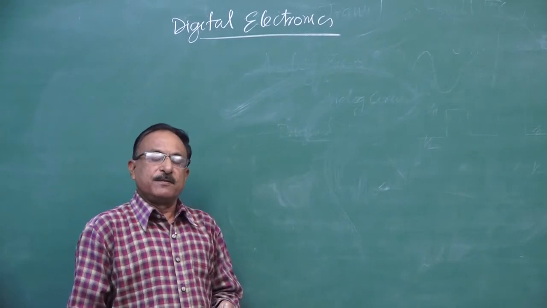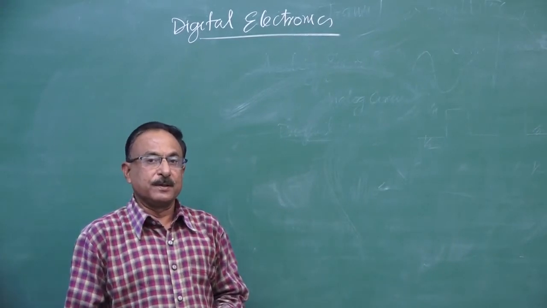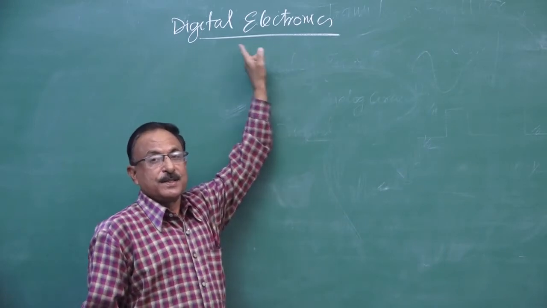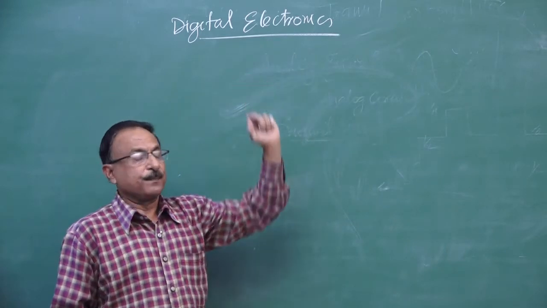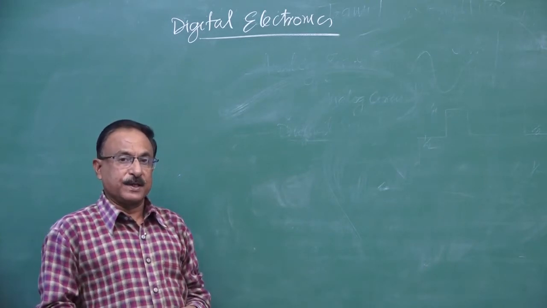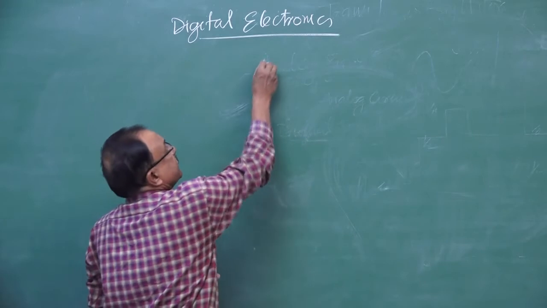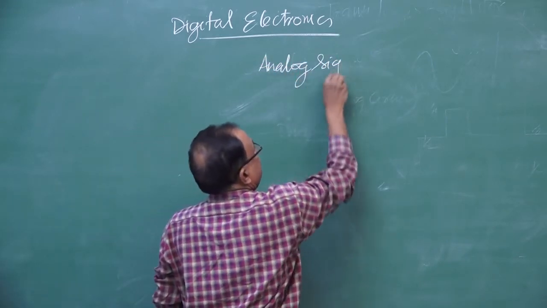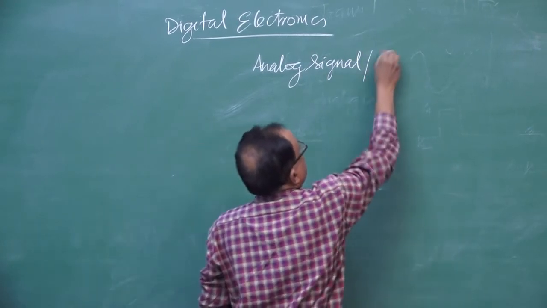Now we take another combination of the semiconductor, and for this we come to a new class of electronics, that is digital electronics. There are two types of signals and two types of circuits. One signal is called analog signal and circuit.